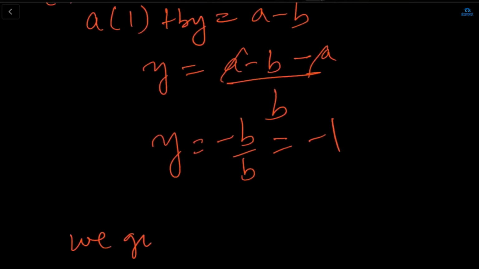So we got x is equal to 1 and y is equal to minus 1. Any doubt, anybody, in the elimination method?